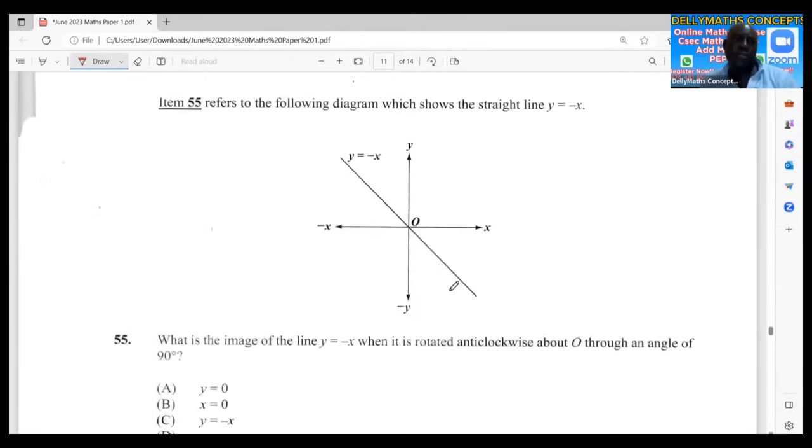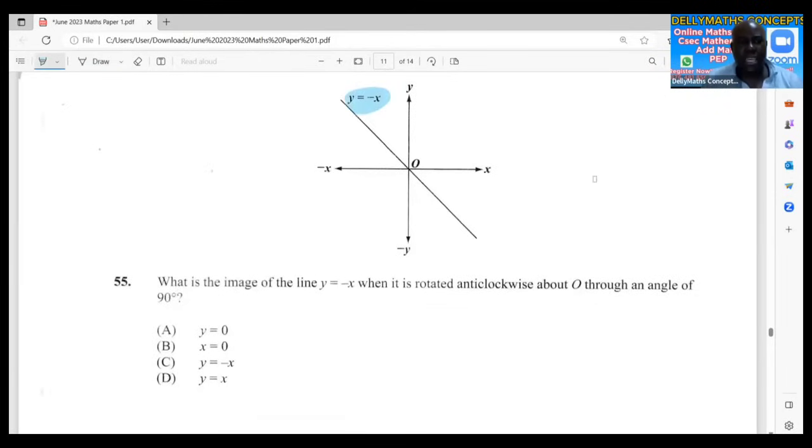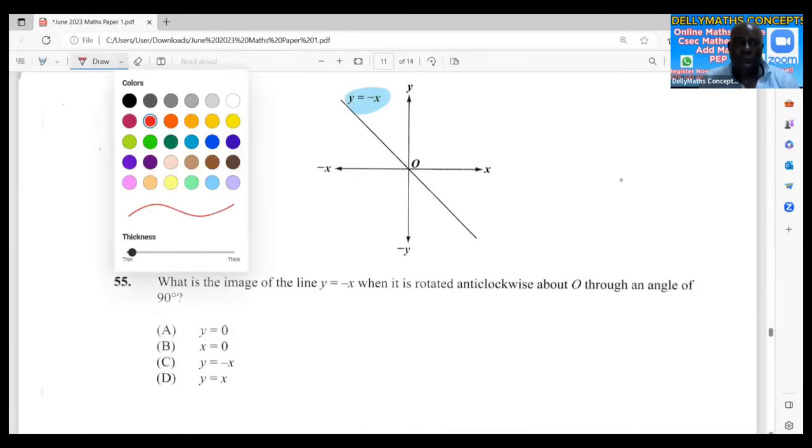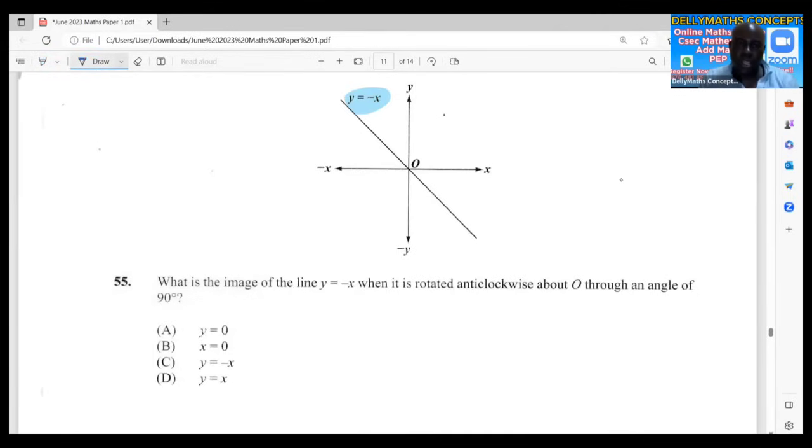55 refers to the following diagram, which shows the straight line y equal negative x. And what is the image of the line y equal negative x when it is rotated anti-clockwise about the origin? Now, if I rotate it 90 degrees anti-clockwise, it's going to come somewhere here, because we're going in that direction, which means this one is going in that direction as well.